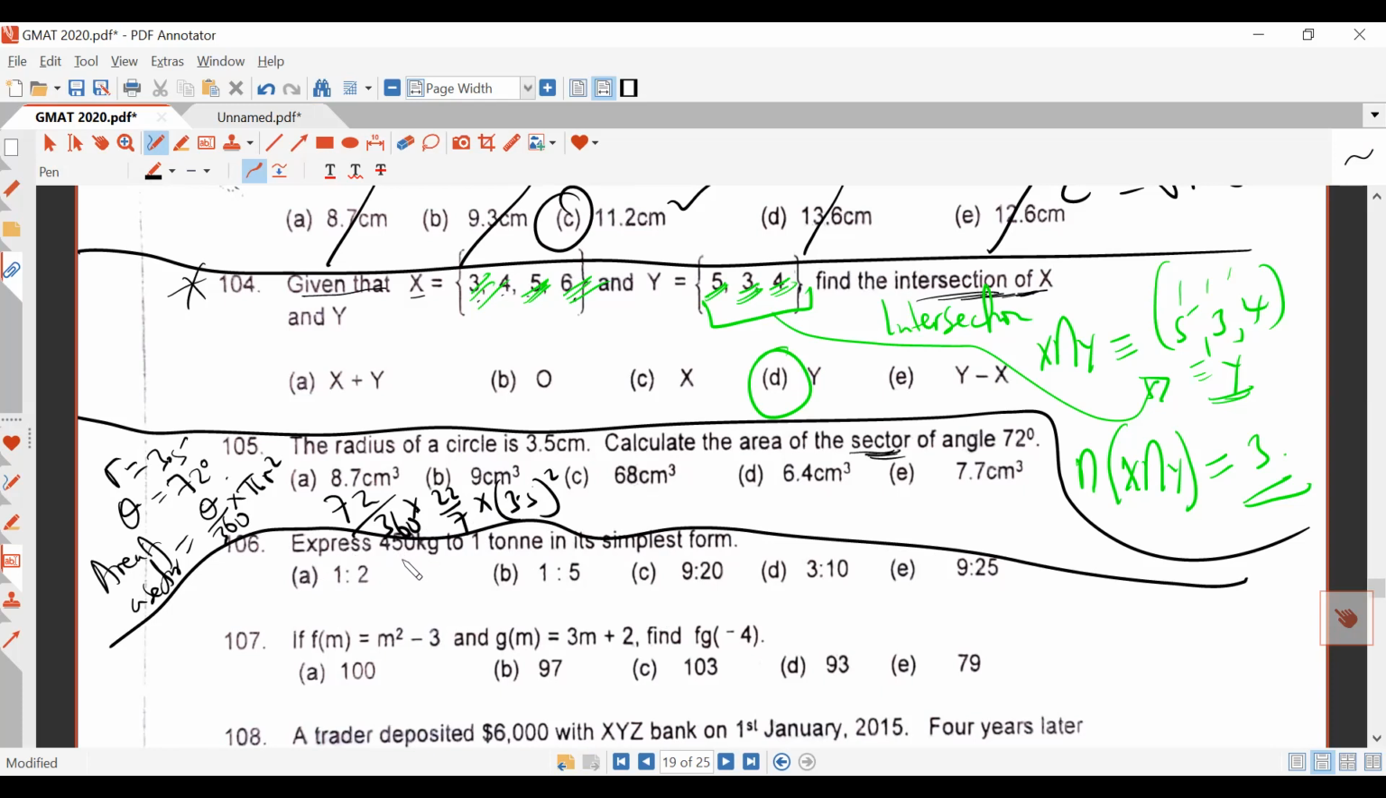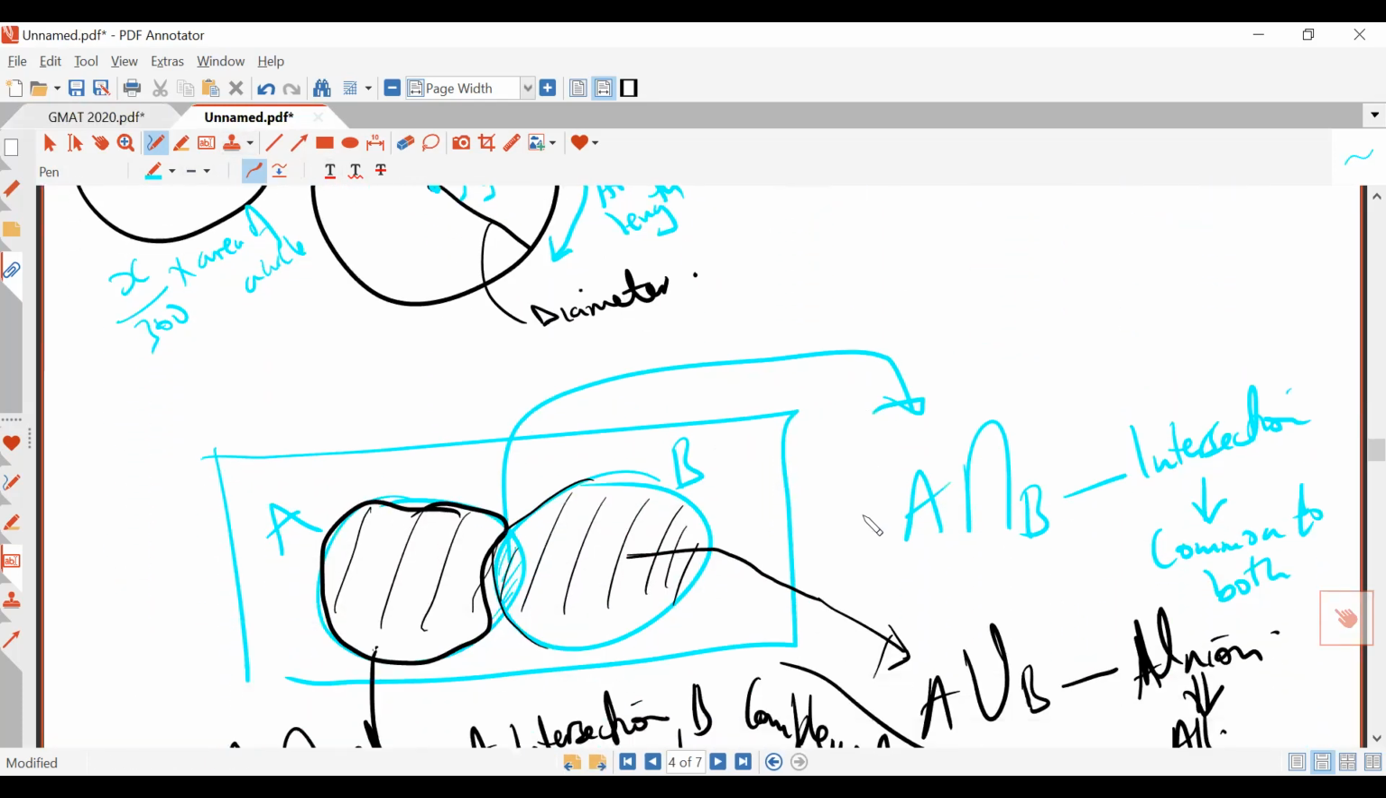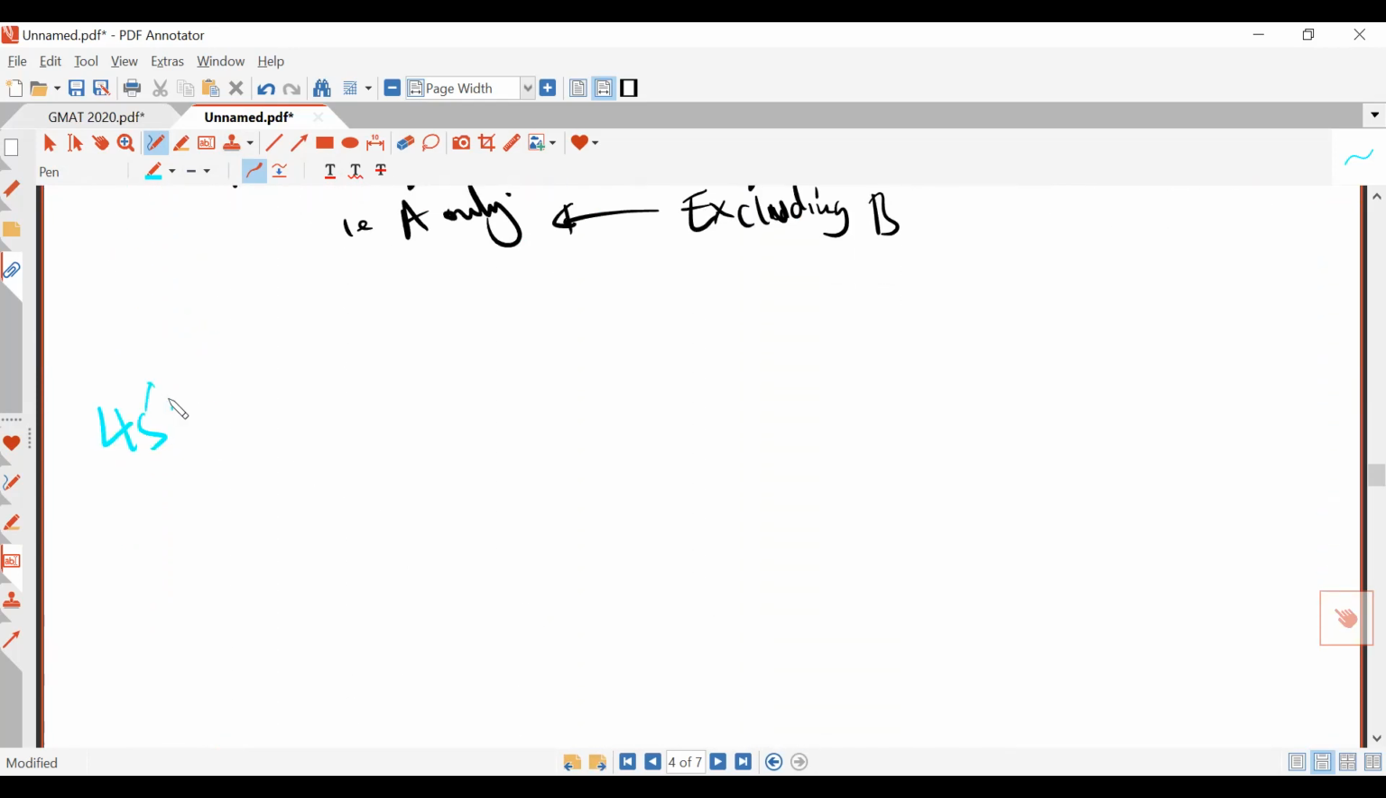Let's go to this other question here. It is saying that you have 450 kilograms to one ton in its simplest form. This is about expressing units. In other words, we've been given ratios. So what do we do here? We have 450 to one ton. How many kilograms are in one ton? 1,000. Okay, that is correct.